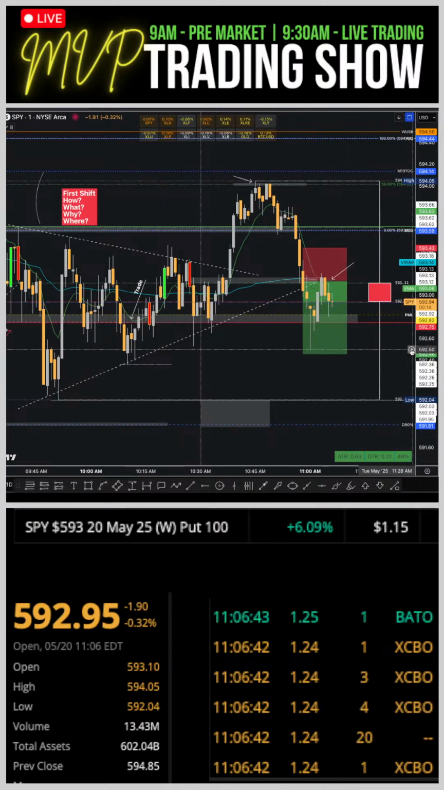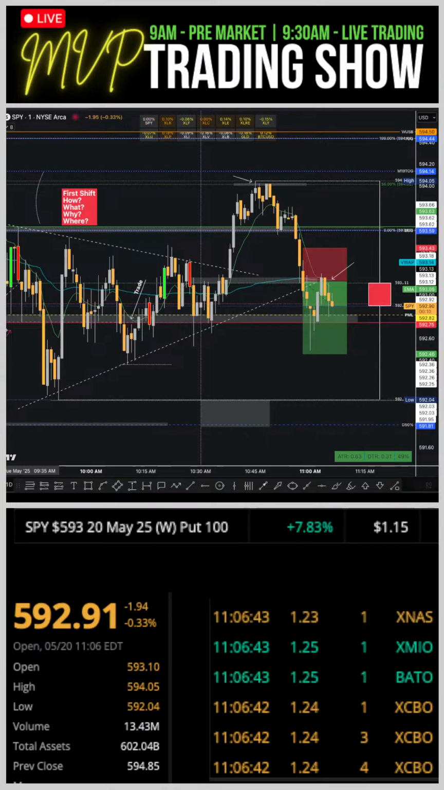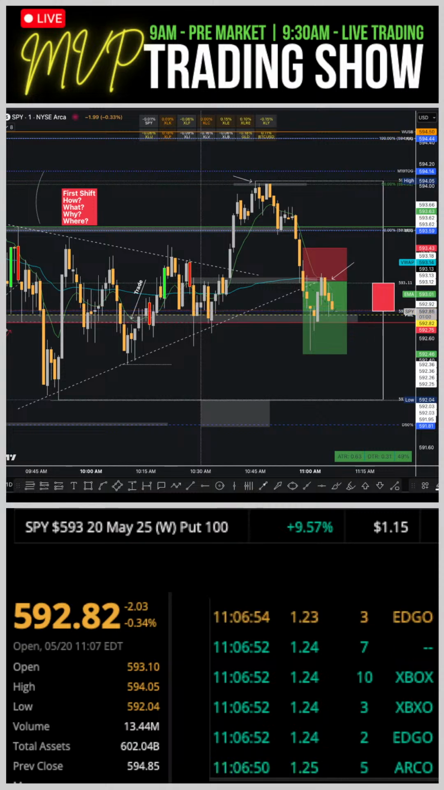592.46, 592.50 territory. I just need the VIX to wake up here. If the VIX can wake up, that would be great. See if we get that continued push. We're below both VWAPs, VWAP 1 and VWAP 2. Nice, beautiful. Up 13, 14.